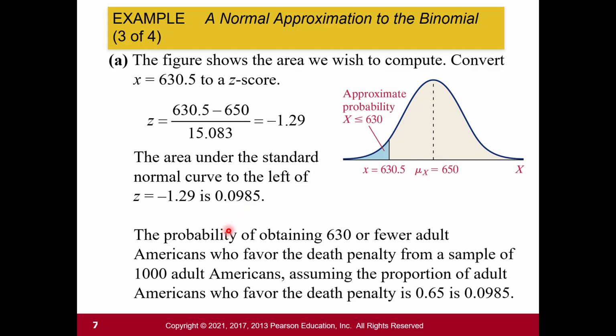And so the probability of obtaining 630 or fewer adults in favor of the death penalty from a sample of 1,000, assuming the proportion of American adults who favor the death penalty is 65%, is 0.0985. Okay, so let me restate that. The probability of obtaining 630 or fewer out of the 1,000 who favor the death penalty is about 9.85%, given that we know in general 65% of people favor it.